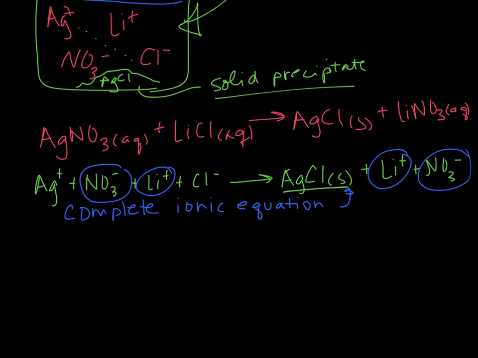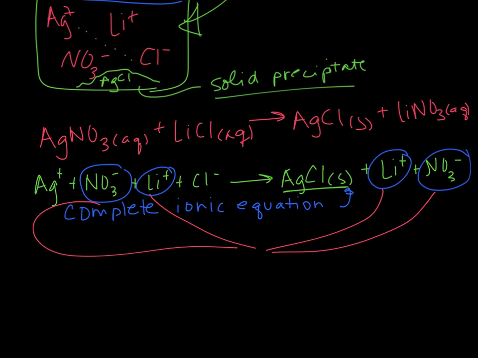Whereas silver and chloride have changed. Here, they're dissolved in water, floating around. Here, they're a solid sitting at the bottom of the test tube or flask or beaker or whatever you've got it in. So a chemical change has happened to them, right? Now these that aren't doing anything, they're called spectator ions because they're not doing anything, they're just watching.